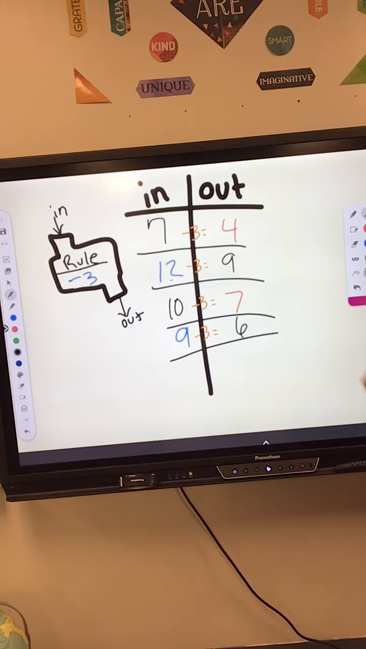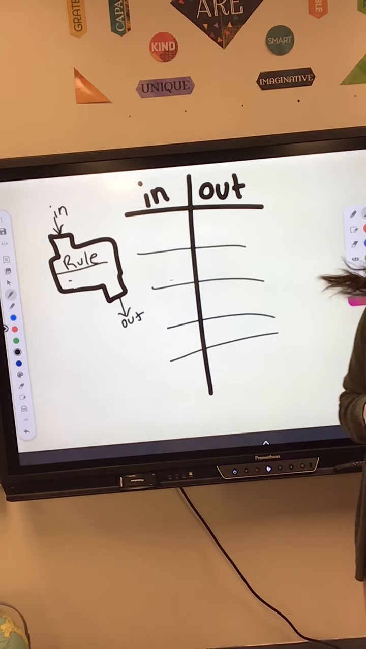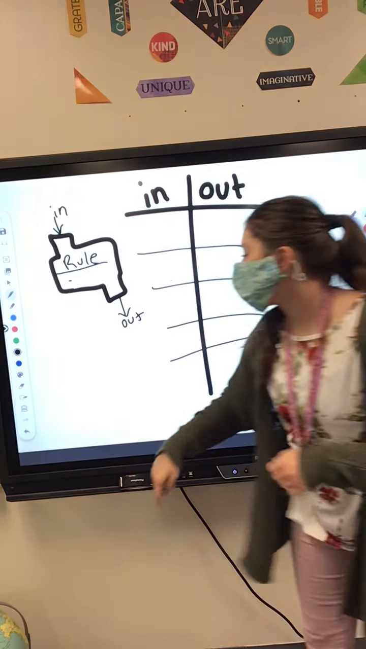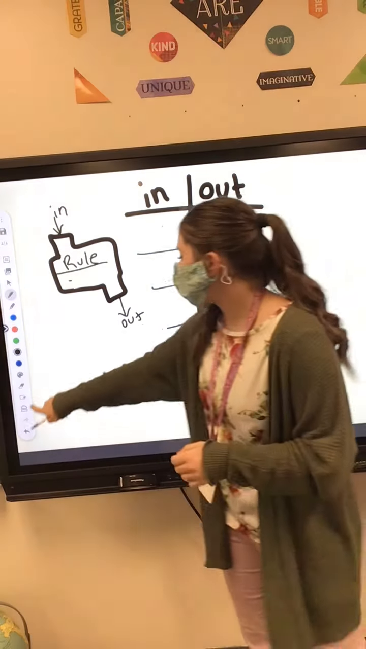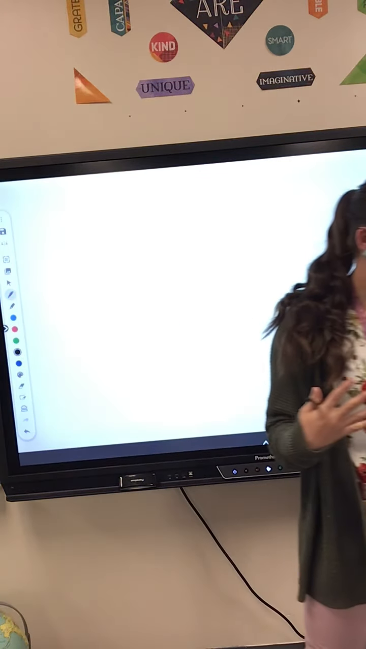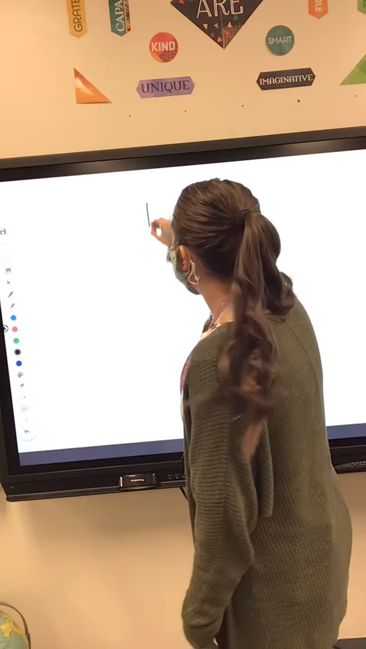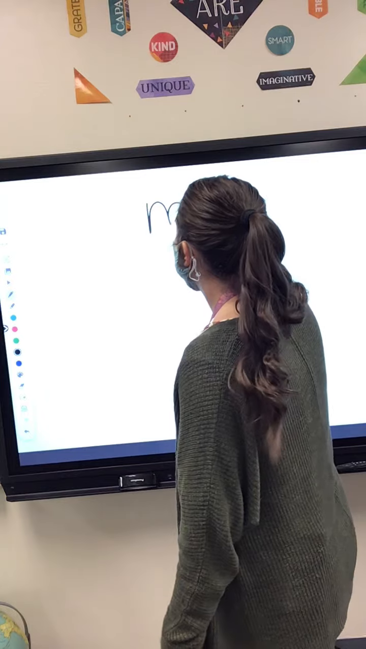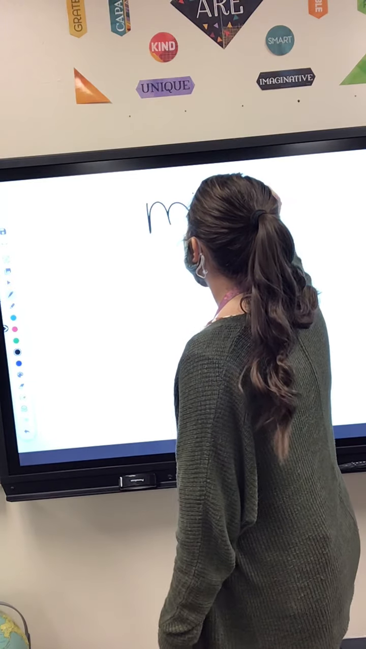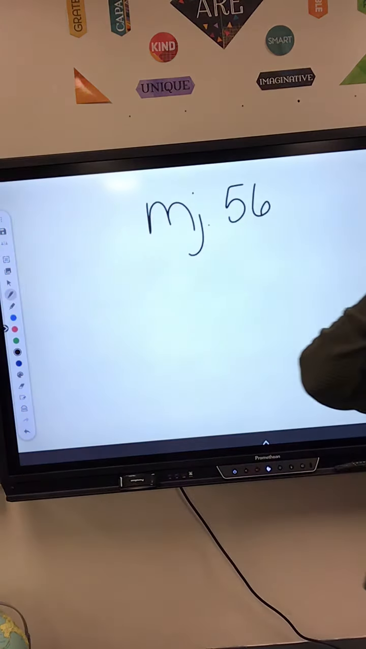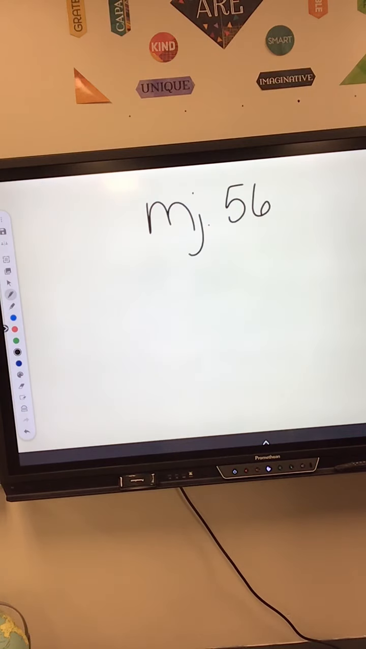Any questions on how to do these in and out boxes? No. Okay. What you're doing today, I'm going to have you do some stations. And one of the stations you have to do is math boxes, in and out. Today your math boxes are Math Journal page 56. Math Journal page 56.